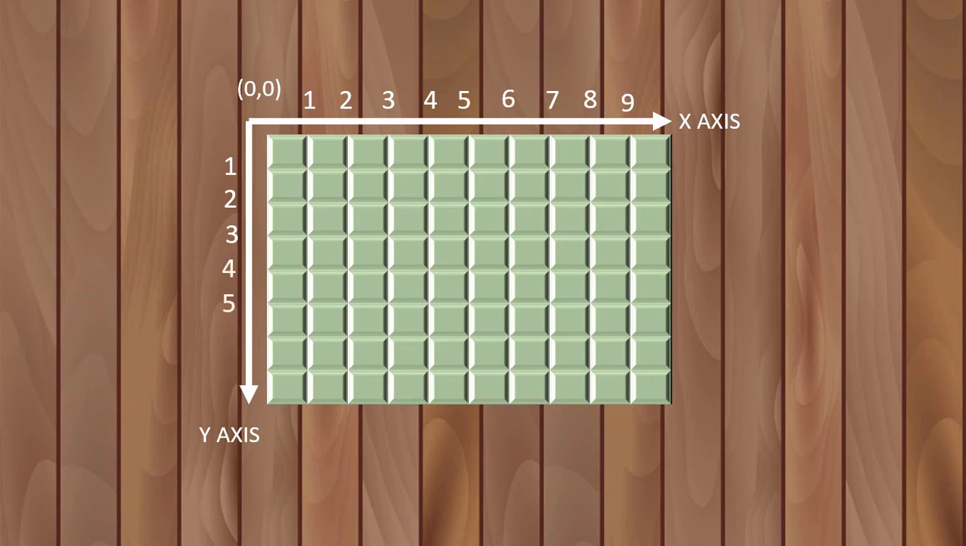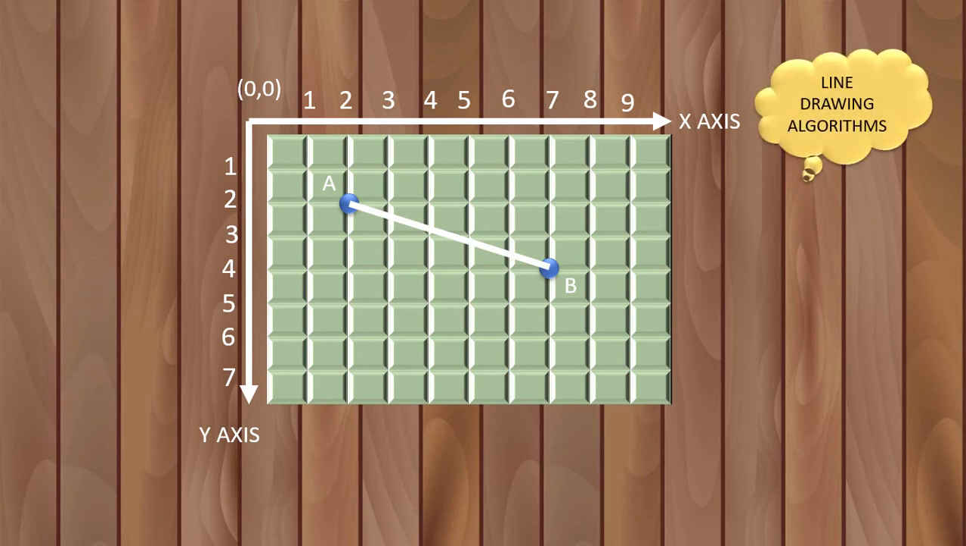So these are nothing but the pixel locations of our screen. Consider this is the first point and this is the second point, this is A and this is B, and this is the line segment connecting these two points. This line can be displayed on our screen with the help of a number of line drawing algorithms, but now we are going to see it with the line function.